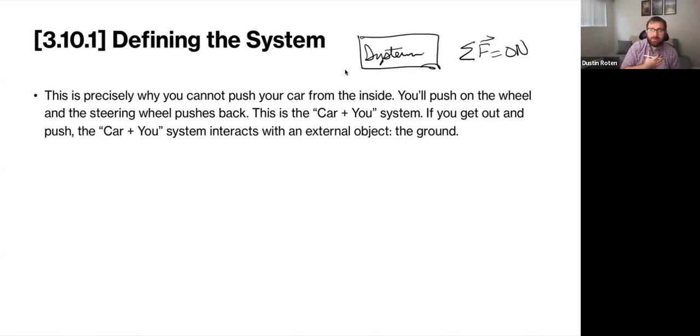And this is exactly why you cannot push your car from the inside. If you push on the steering wheel, the steering wheel will just push back. The only way you can actually push your car and move it yourself is if you're outside on the ground pushing it. So the car plus you system has to have some interaction with an external object. So the external object would have to be the ground. If it's just you sitting in your car, that's your enclosed system. You can't push the car that way.